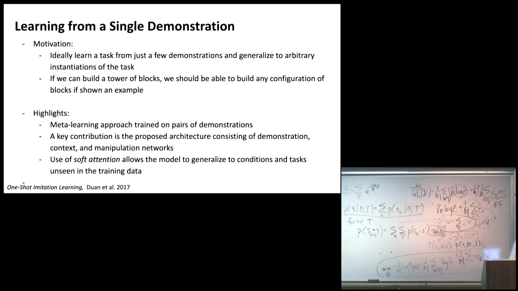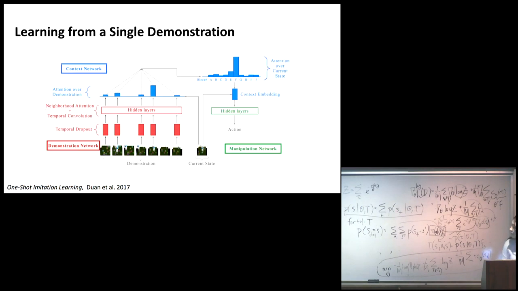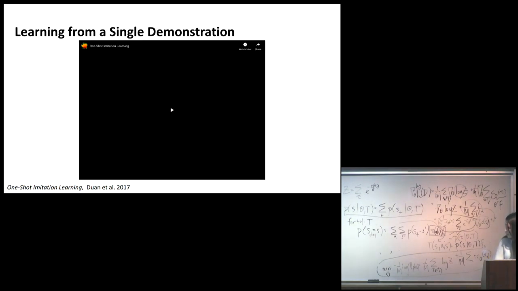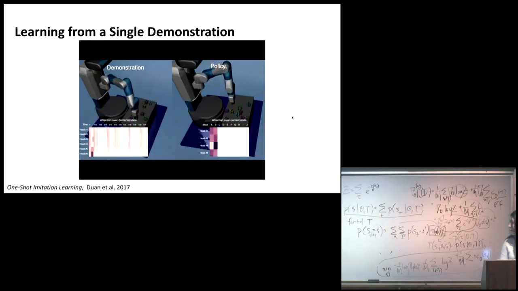So in order to accomplish this, they use a meta-learning approach. So what they do is train on pairs of demonstrations and try to use one to predict the actions of the other. And one key contribution of this work is their proposed architecture, which consists of these three networks. And if you're interested, you can check out the paper. But here is a high-level schematic of what their architecture looks like. And here's a sample video of some of their results. So they're able to accomplish this really, really long horizon task using a single demonstration.